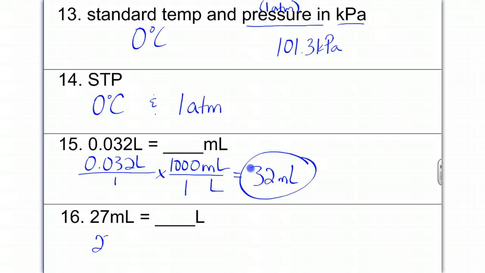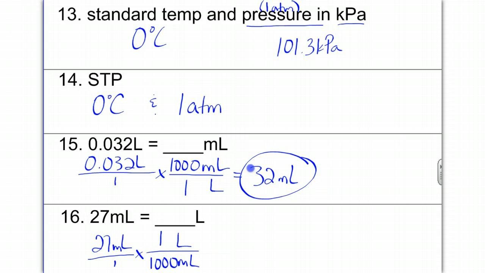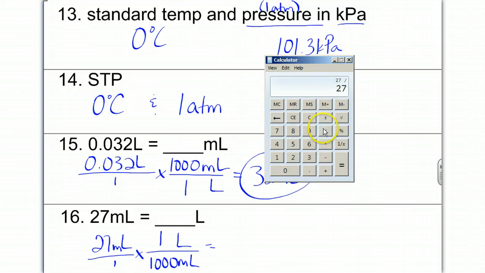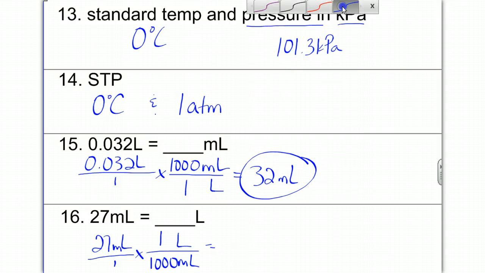Finally, 27 milliliters over 1. Bring down milliliters. We can go straight to liters because we know 1 liter equals 1,000 milliliters. And so I'll do 27 divided by 1,000, and that'll give me 0.027.